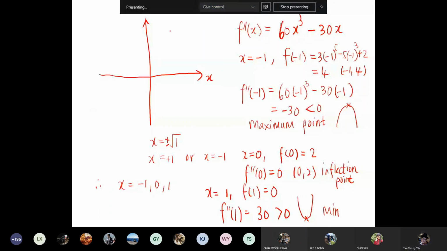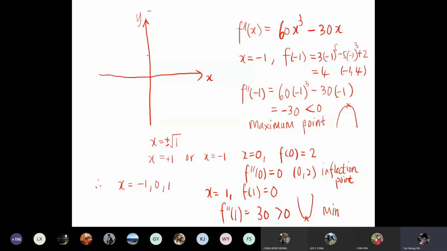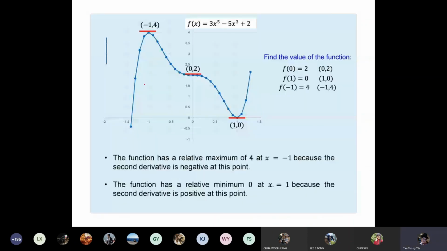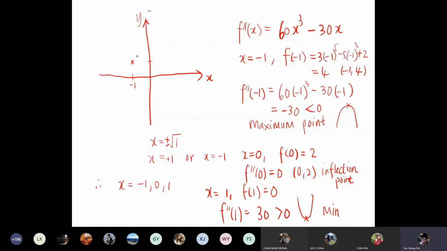Okay, this is the y. Now, this point, -1, 4. I can imagine it's somewhere here, -1, 4. To draw it higher, -1, 4. This point is the maximum point. So the graph will be like this. I just leave it first.